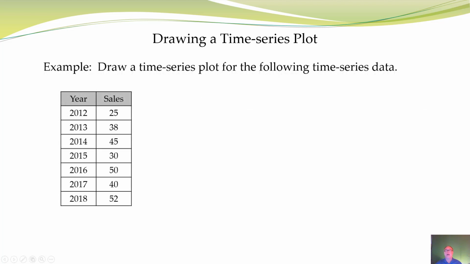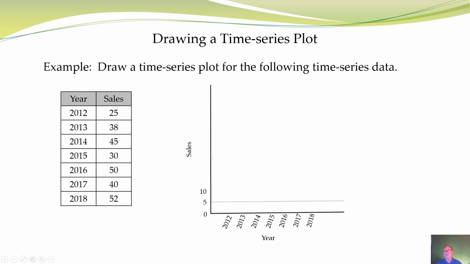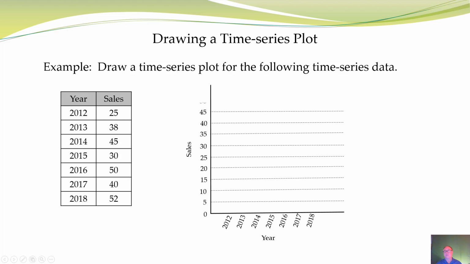So if I took the following time series, number of sales in a year, took 2012 through 2018 and recorded the sales. So I'd make my vertical and horizontal axes. My horizontal axis would be the years. My vertical axis would be sales. Then I would go ahead and plot the number of sales for each year. So 2012 would be 25, 2013 would be 38, 2014, 45, etc.